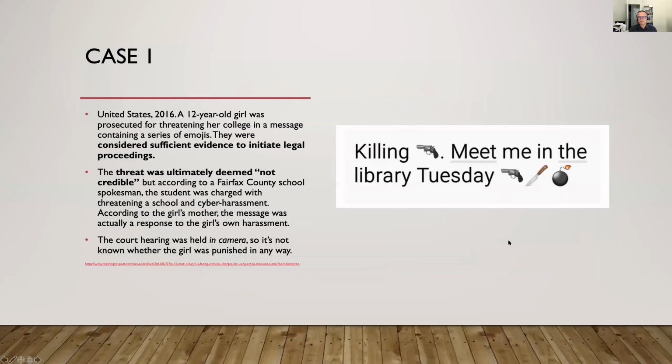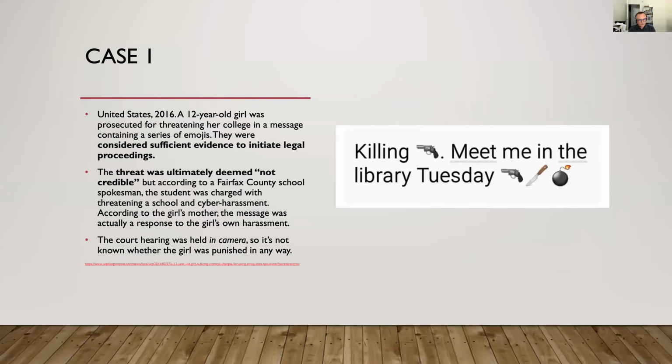This is a case from the United States in 2016. A 12-year-old girl was prosecuted for threatening her college in a message containing a series of emojis. They were considered sufficient evidence to initiate legal proceedings. The threat was ultimately deemed not credible, but according to a Fairfax County school spokesman, the student was charged with threatening a school and cyber harassment.